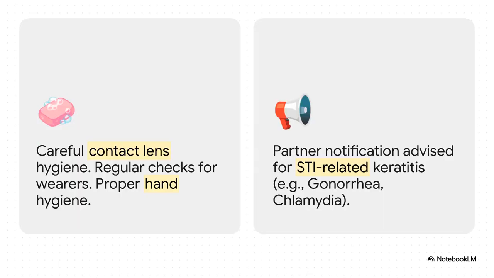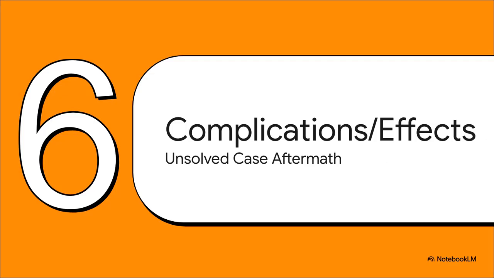When it comes to prevention, so much of it hinges on patient behavior. Meticulous hygiene with contact lenses and just good old-fashioned hand washing are absolutely non-negotiable. Control, on the other hand, can become a public health matter, like advising partner notification when the keratitis is tied to an STI. And that brings us to our final section, the aftermath.